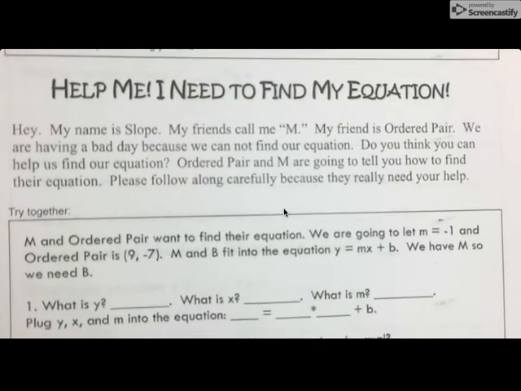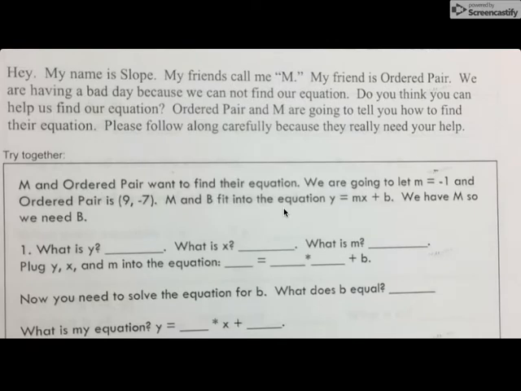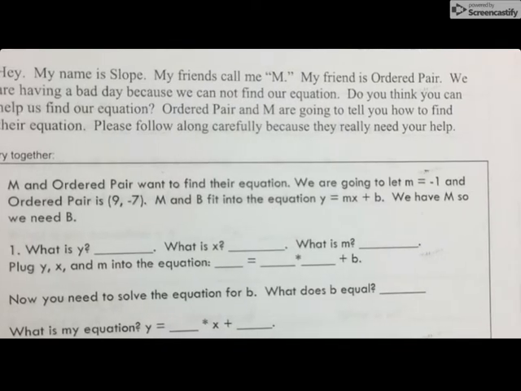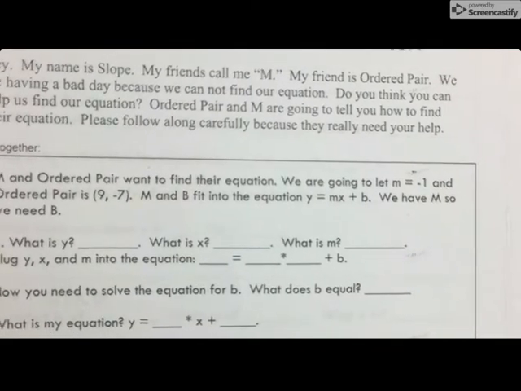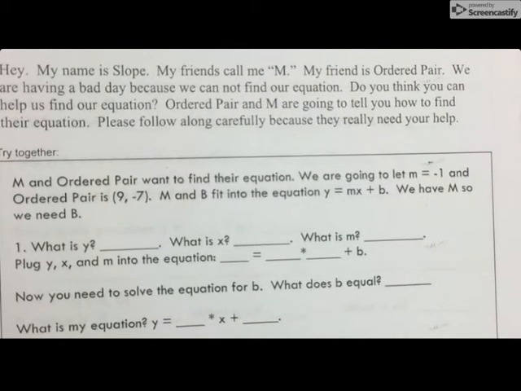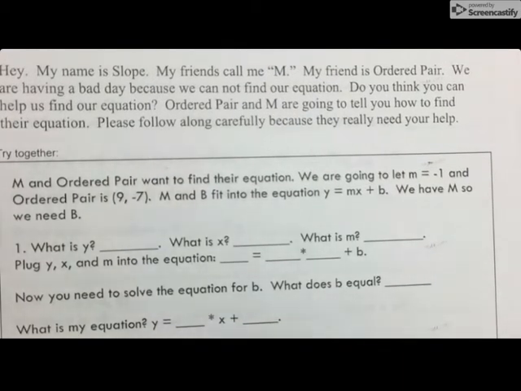M and Ordered Pair want to find their equation. We are going to let M equal -1 and Ordered Pair equal (9, -7). M and B fit into the equation y equals mx plus b. We have M, so we need to find B, okay?